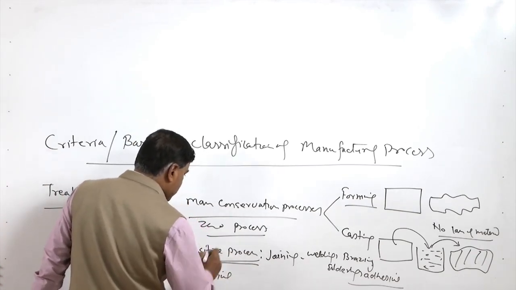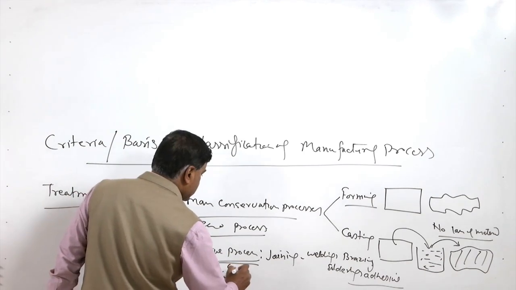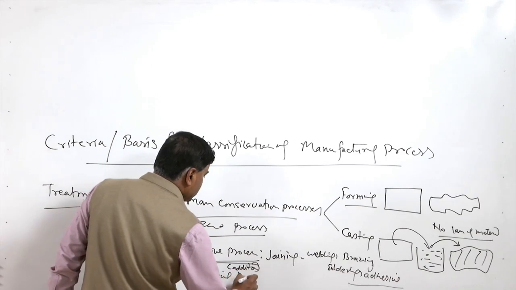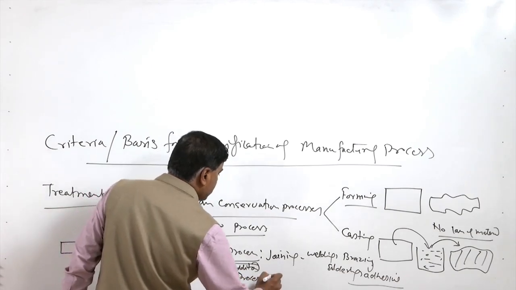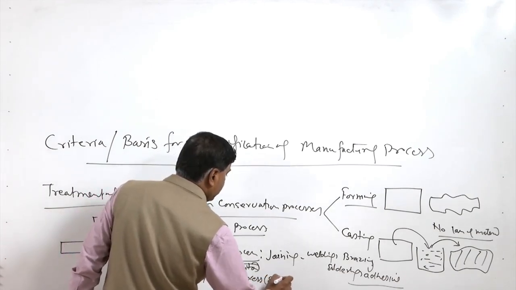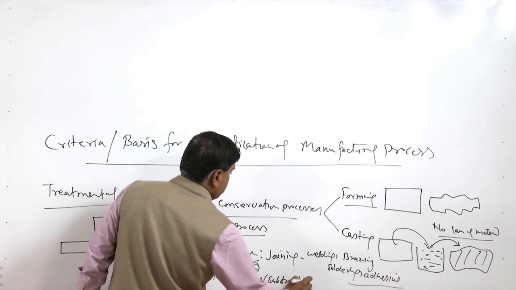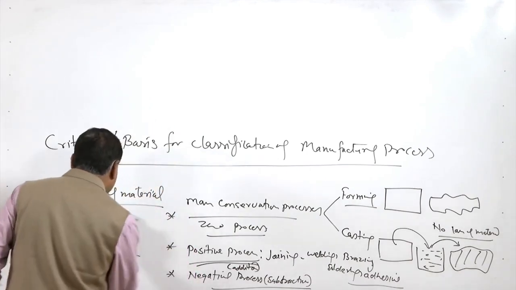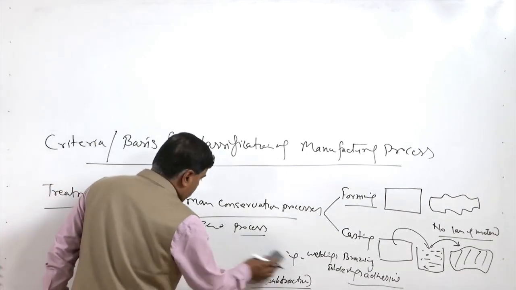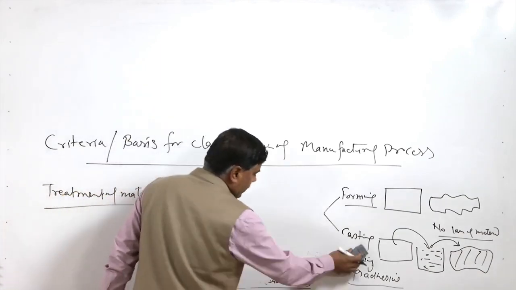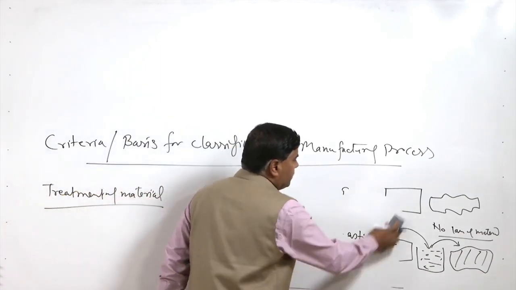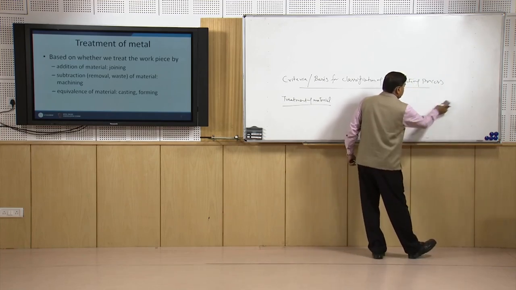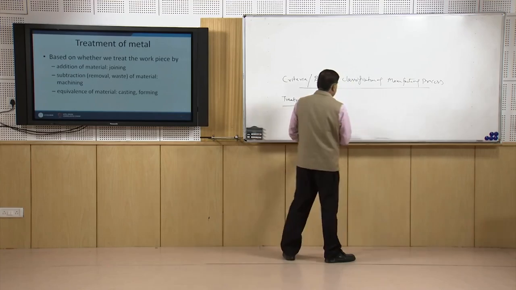So, here we can say the positive processes are addition processes, because things are brought together, and the negative processes, or you can say subtractive processes. In the negative or subtractive processes, primarily we have machining. In machining, we know that the desired size and shape is achieved through the removal of the unwanted material from the stock or from the raw material.